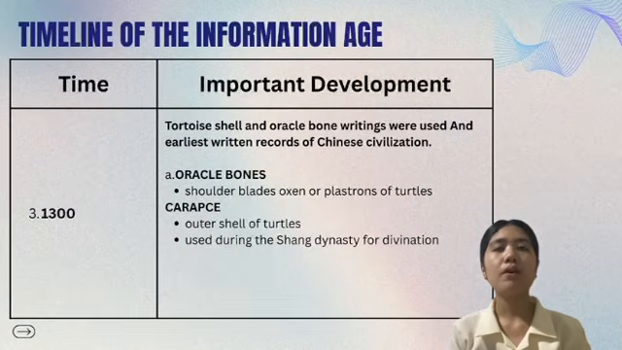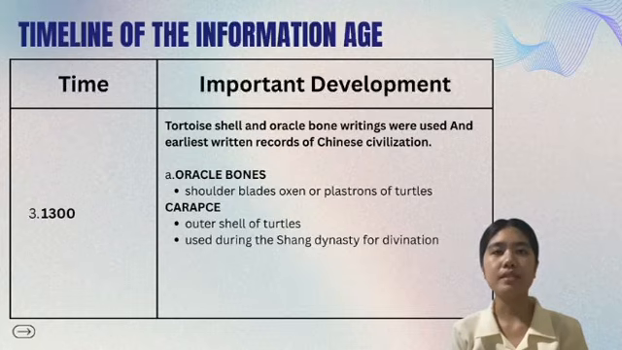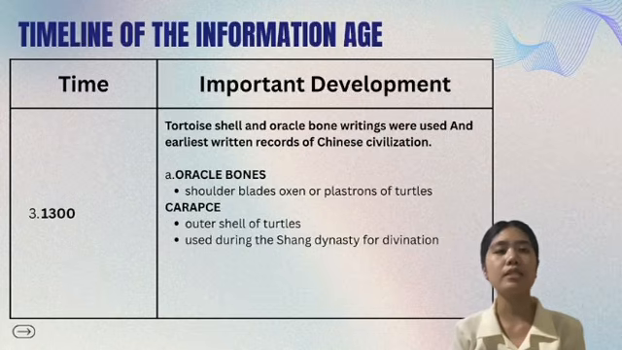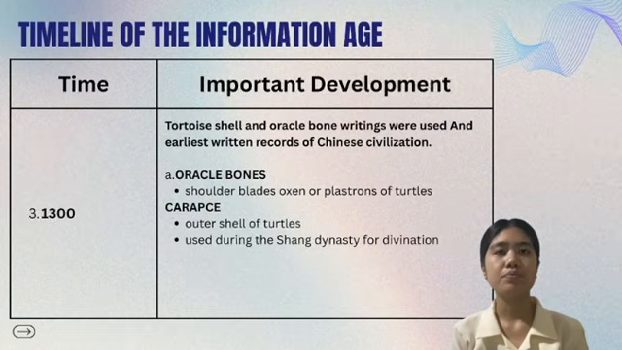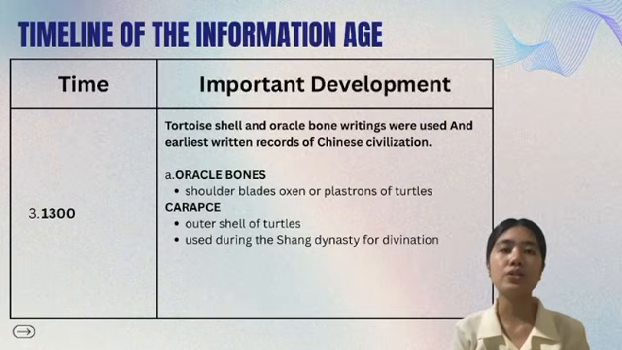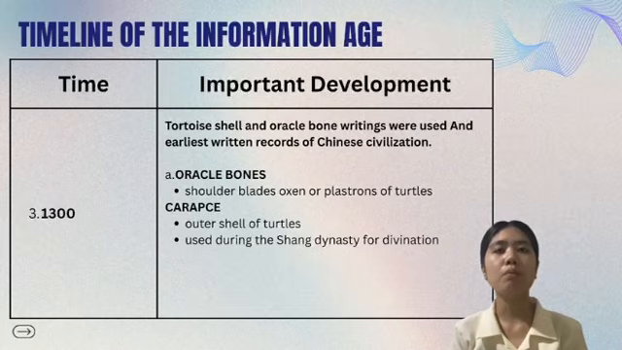Next is the use of oracle bones around 1300 BC. Oracle bone writings are connected to the earliest written records of Chinese civilization. The oracle bones were made from the shoulder blades of oxen or the plastrons of turtles. Writing was made on these materials. They were also associated with the practice of divination, which was used to seek information or guidance about the future. Therefore, oracle bones were important both in the history of Chinese writing and in understanding ancient Chinese practices.